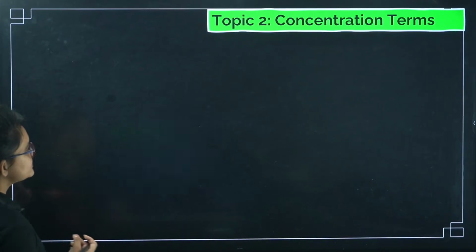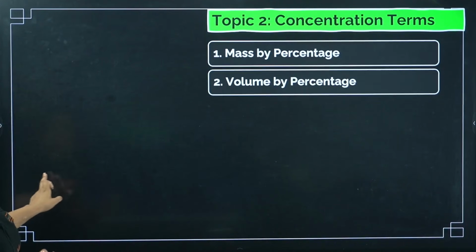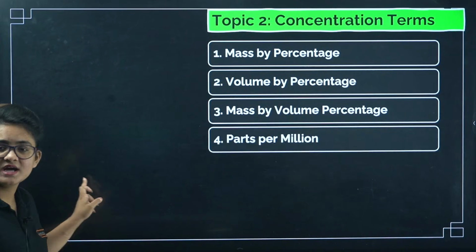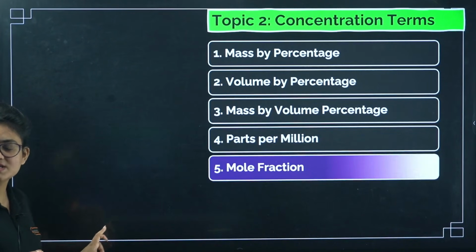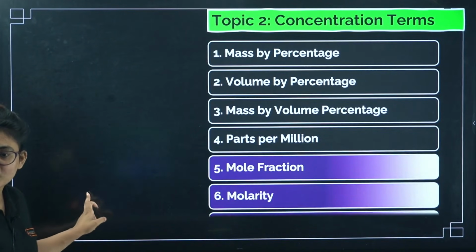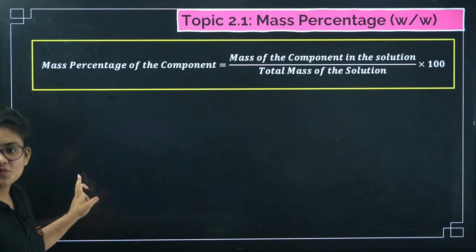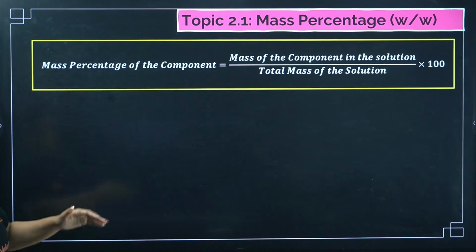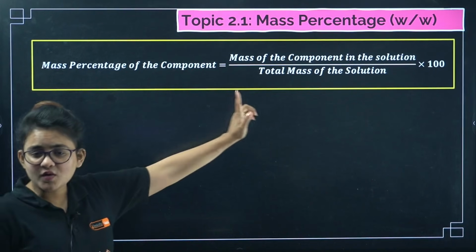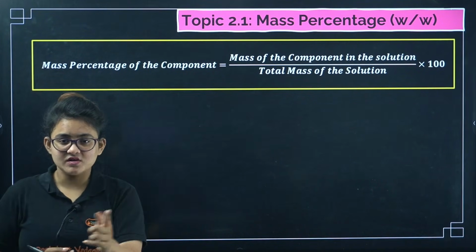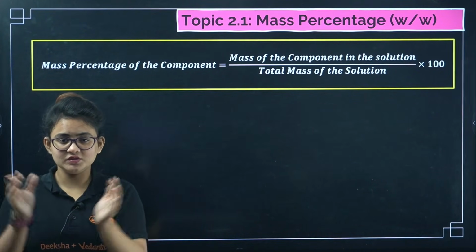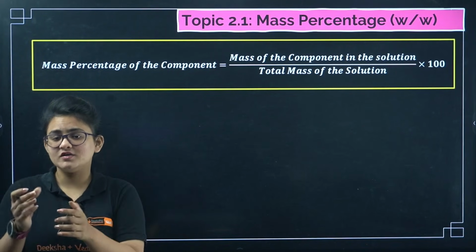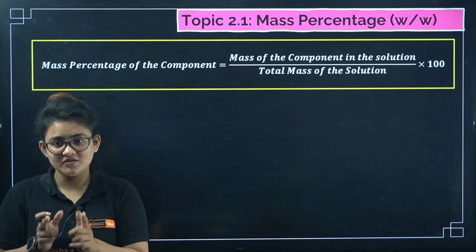Okay, let's proceed further. Here we will discuss the concentration terms. We will discuss mass percentage, volume percentage, mass by volume percentage, parts per million, mole fraction, molarity and molality. So one by one, let's proceed. Whenever it comes to the mass percentage of a component, look at the formula and remember it, and that's going to help you. So while going through this section, please make sure you are taking a screenshot or writing down the formula. That's going to be really helpful.